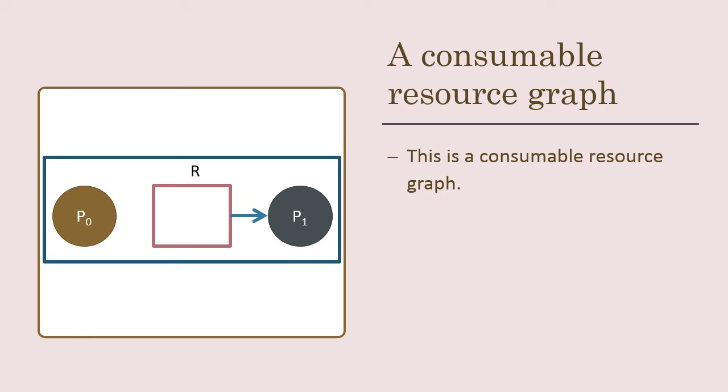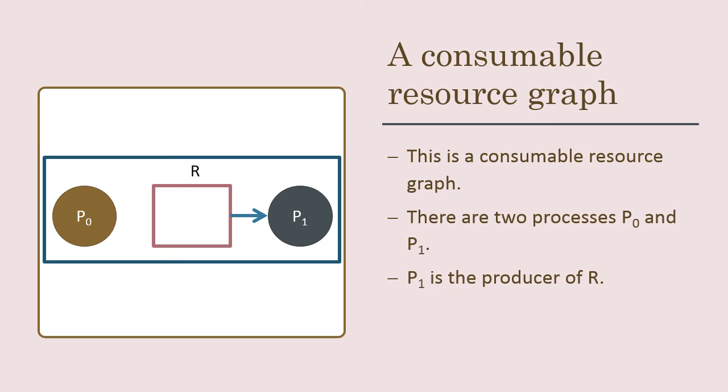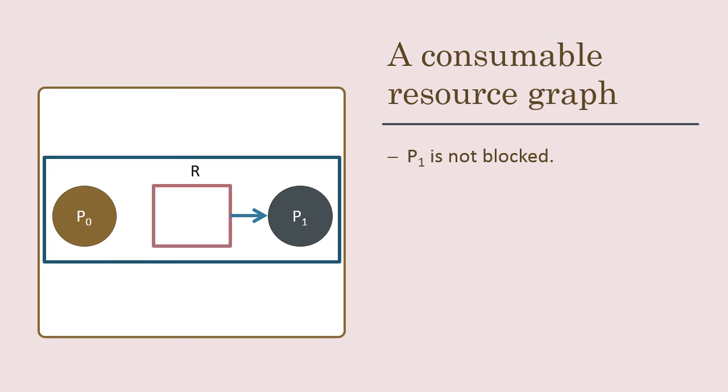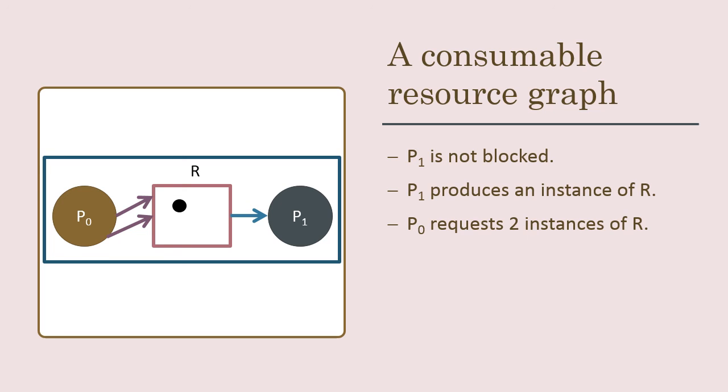This is a consumable resource graph. There are two processes, P0 and P1. P1 is the producer of R. Resource R has no instances as it has not yet been produced. P1 is not blocked. P1 produces an instance of R. P0 requests two instances of R. P0 is blocked now.